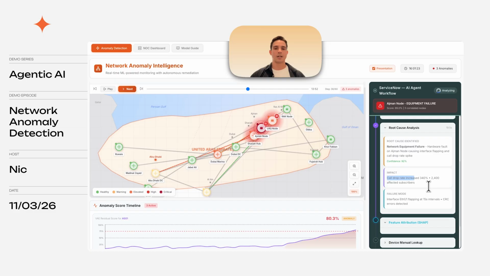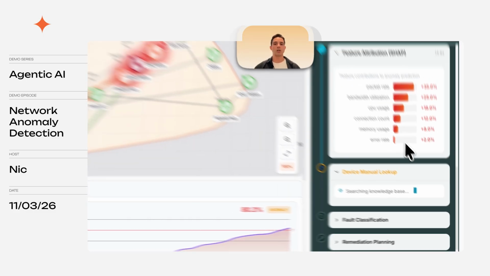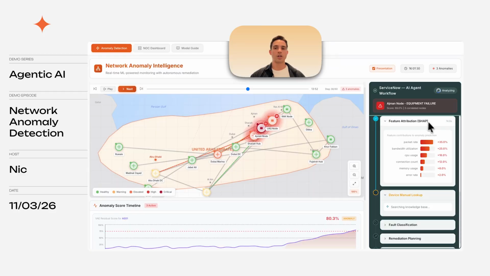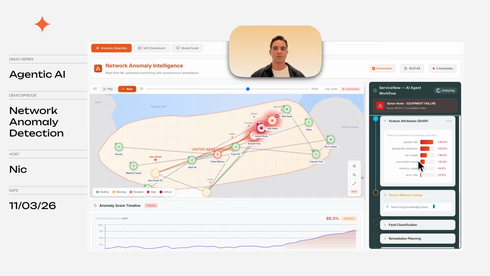So we're trying to diagnose exactly where that's coming from, and what we can even do is look under the hood of the machine learning model and say, okay, from our feature attribution, which is basically just saying, explain to me the ML predictions of which features or which inputs within the network data set are causing these anomaly scores to go up. You can see that the packet rate has gone up, or rather it's contributing most to that prediction. And then likewise the rest of these metrics like bandwidth utilization, CPU usage. So there's a whole lot of activity across the input data set that doesn't look 100% right.